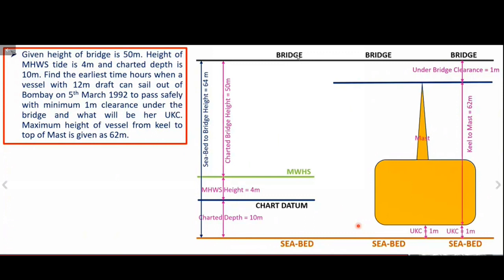So this was one of the items which they wanted us to find. What will be her UKC when the vessel passes? So this has been found out now. This kind of diagram needs to be made in these questions, and once this is done, it gives you clarity. So up to here, clear, beta? Shall we move ahead now? Yes, sir. Very good, beta.